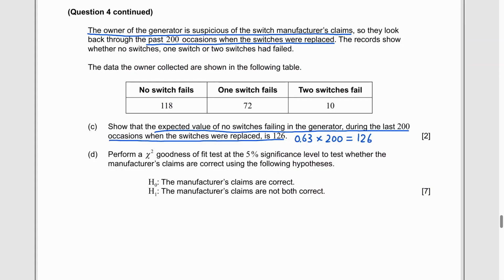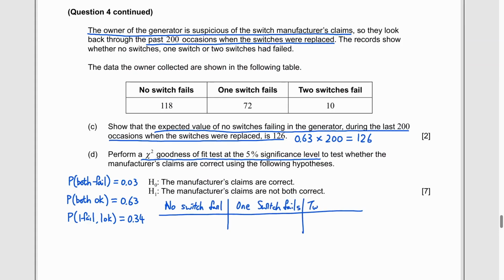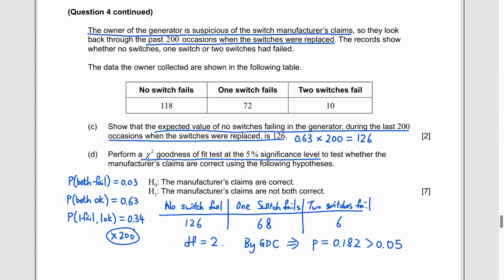For Part D, we carry out a chi-square goodness of fit test at the 5% level of significance to check if the manufacturer's claims are correct. First, we find the probability of each situation, and then the expected number of each by multiplying by 200. With degrees of freedom equal to 2, we use the calculator and find P equals 0.182. Since this is greater than 0.05, we cannot reject the null hypothesis.